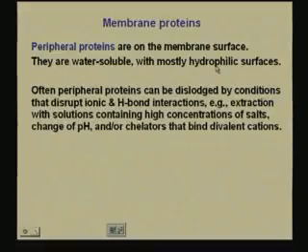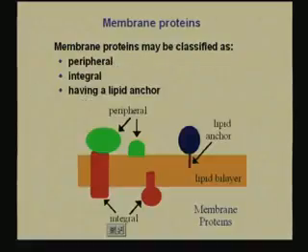So, what can you do? You can just wash them off the membrane. How? By adding specific chemicals or specific components that are going to disrupt the ionic and hydrogen bond interactions. So, you can add urea, change the pH, just extract the proteins that are on the periphery. But if we look at integral proteins, they are more difficult to dislodge. You understand why? Because they are traversing the membrane.